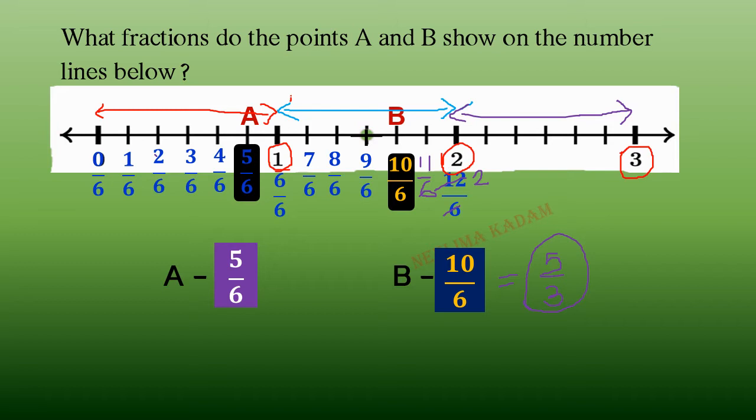Okay. So in this way, if only some fractions are given on the number line, you can find out the points of the corresponding alphabets. If they are given, you can find out the other points.